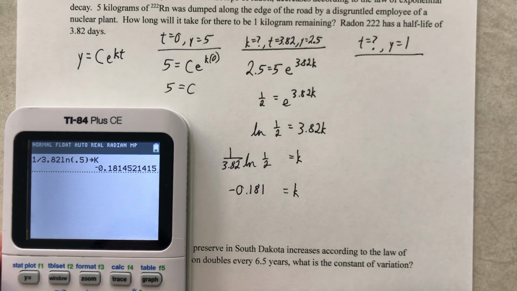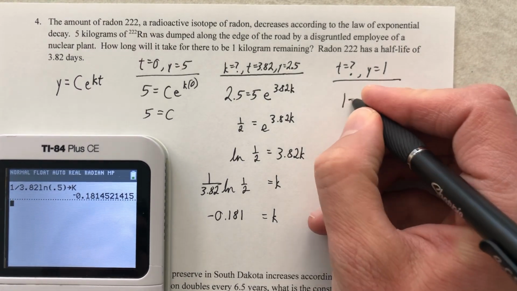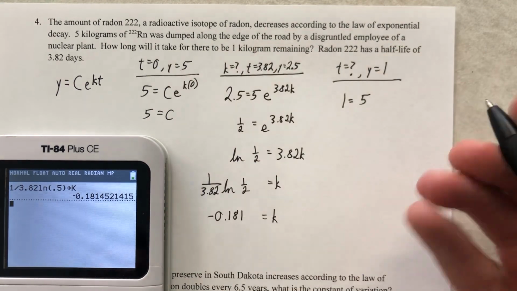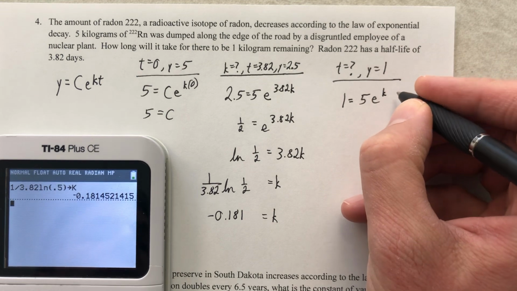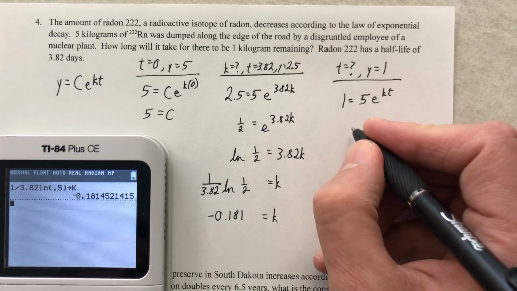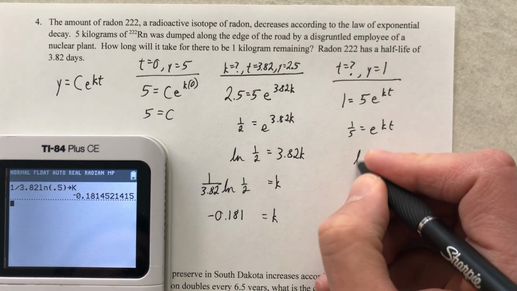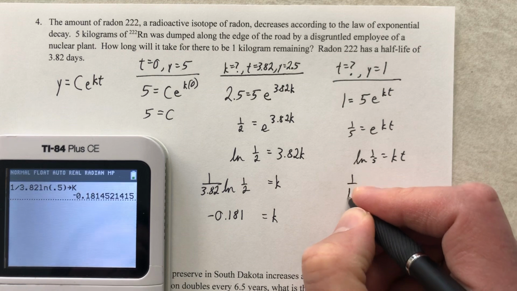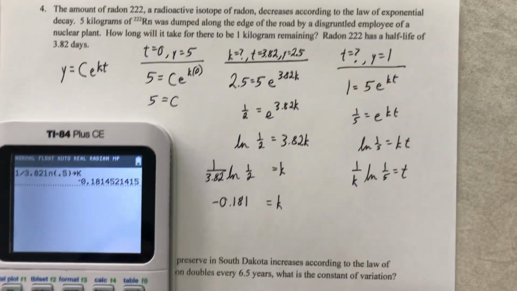I did store it in my calculator. So let's keep going. T equals what? Don't know. Y equals 1. C equals 5 because this whole thing just started when somebody dumped 5 kilograms out. E to the k, we'll just use k times t, and we'll solve it. So 1/5 equals e to the kt. So natural log of 1/5 equals kt, and so 1 over k, natural log of 1/5 equals t, and we'll go from there.